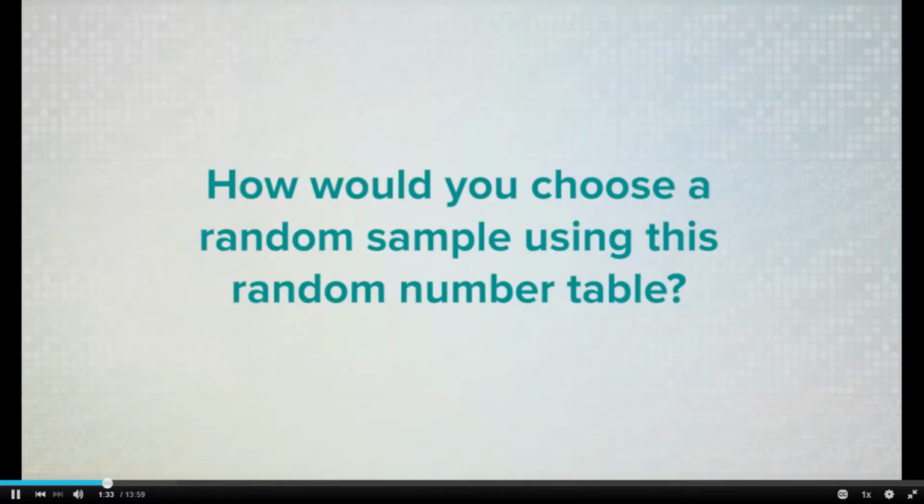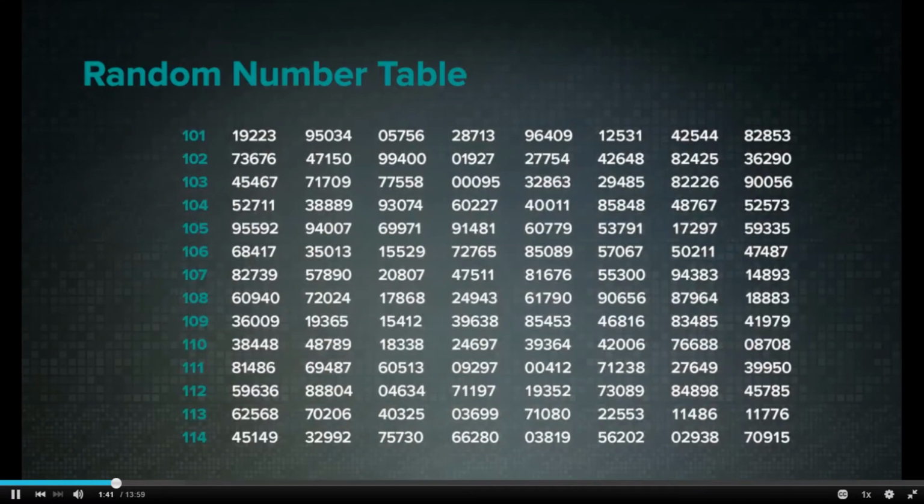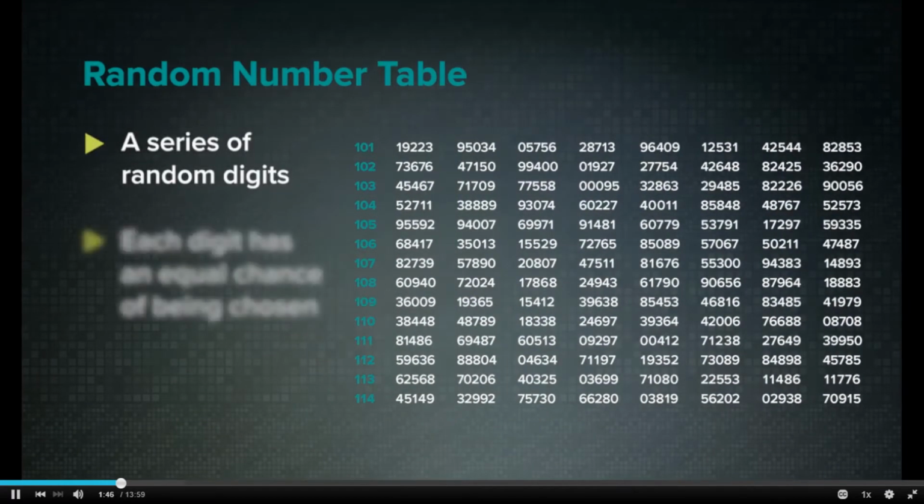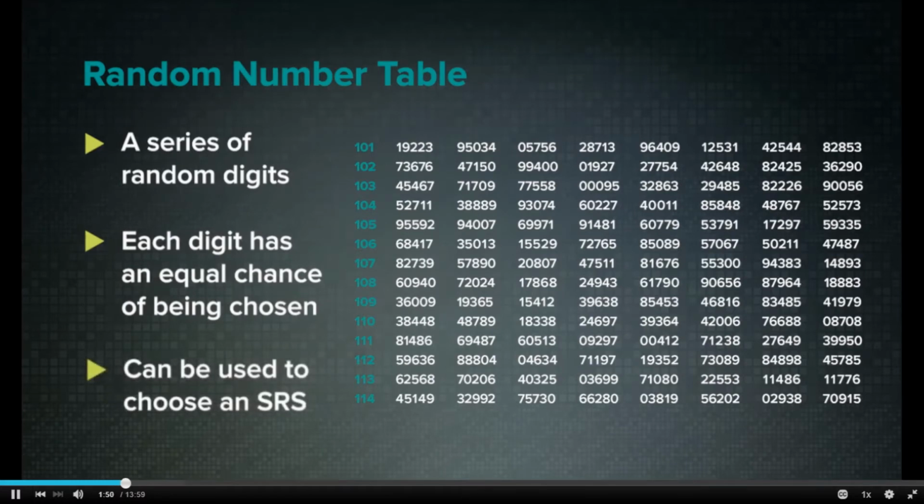But sometimes you may be asked the question, how would you choose a random sample using the random number table? That's what we're going to talk about now. A random number table is a series of random digits, like the one that you see here. Each digit has an equal chance of being chosen, and it can be used to choose an SRS.